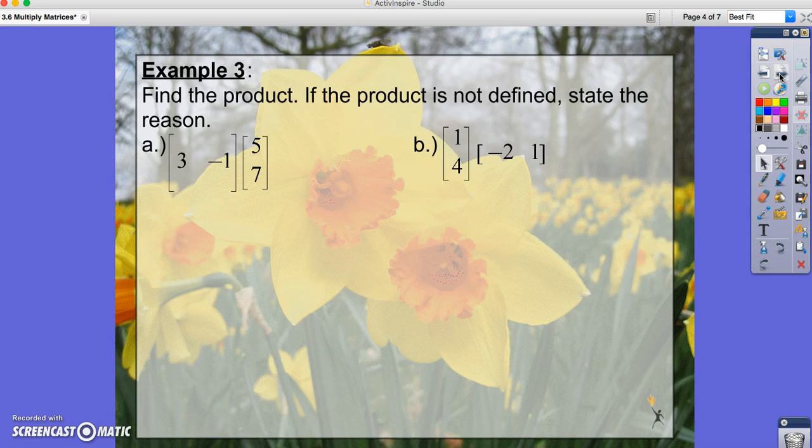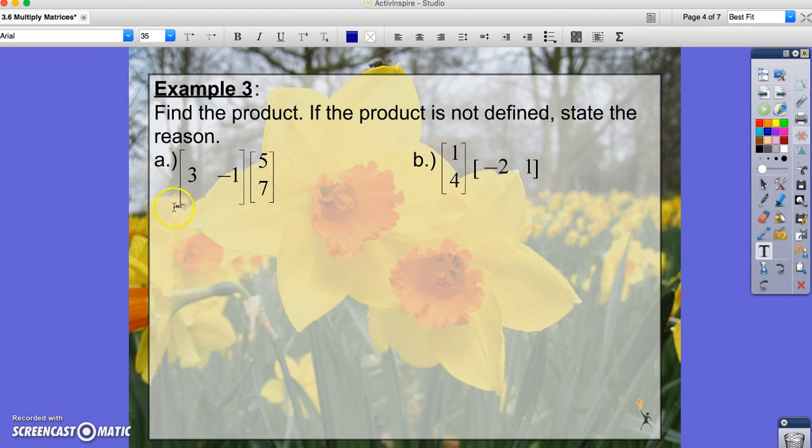All right, so I have some more examples here that I want us to practice. Find the product. If the product is not defined, state the reason. Okay, so let's start off. What do we have here? Let's name the dimensions. This is rows by columns. So I have a 1 by 2. And this is a what? A 2 by 1.